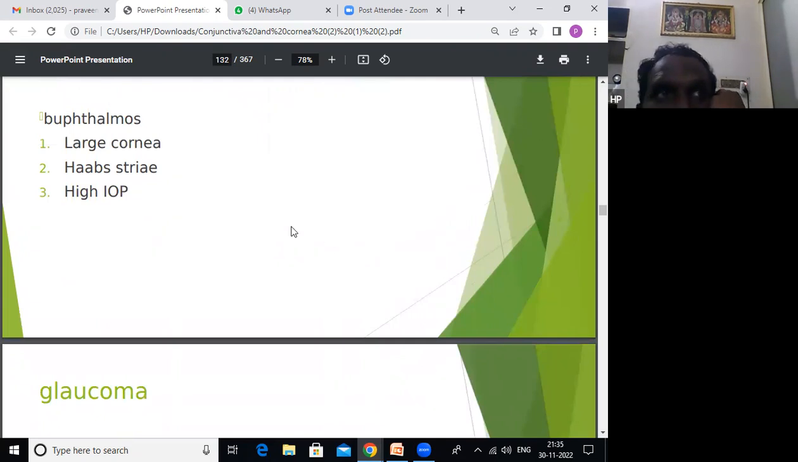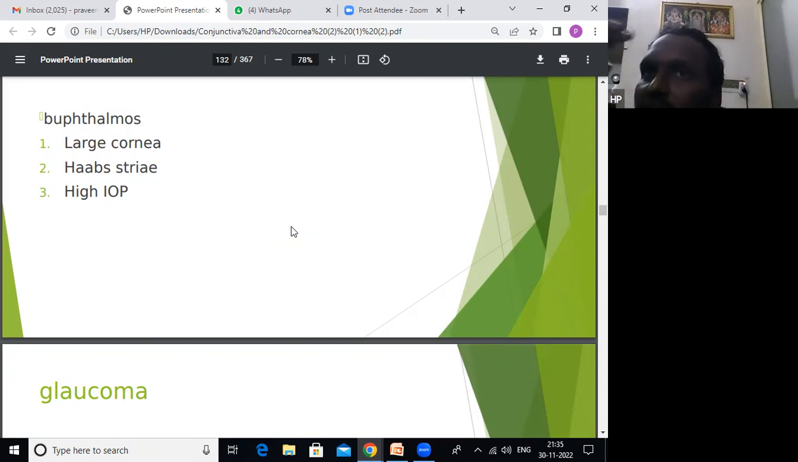Yes, then we'll go to buphthalmos. By now all of you know what buphthalmos is. Buphthalmos is congenital glaucoma. The manifestation of the eye in congenital glaucoma is termed buphthalmos. Here you have a large cornea, that is megalocornea. You have an anterior chamber which is deep. And what are Haab's striae? These are tears or breaks in Descemet's membrane in a buphthalmic eye. Tears or breaks in Descemet's membrane in buphthalmos are called Haab's striae, and the intraocular pressure is high.